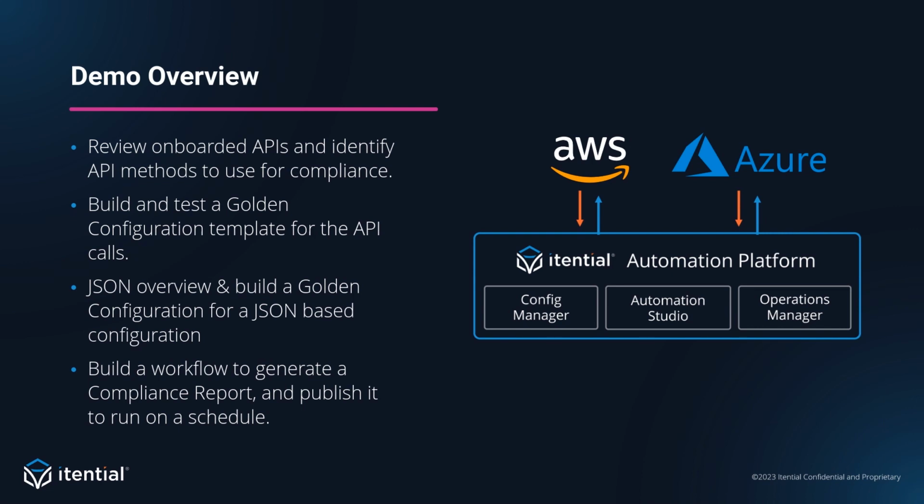For the demo overview, we will be reviewing some onboarded APIs to identify methods to use for compliance. To put it a different way, you have a lot of stuff, more modern network or maybe even cloud-based stuff, in your environment that is managed or at least can be managed through APIs. APIs give us a programmable way into those systems to describe the way things are configured.